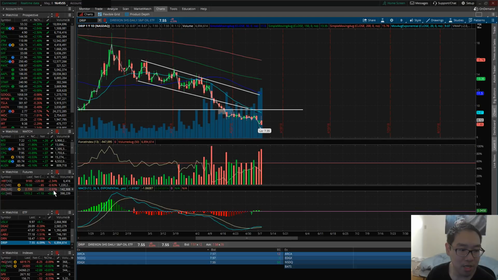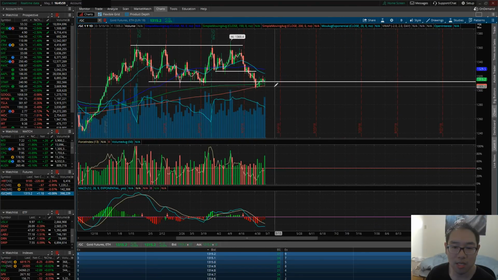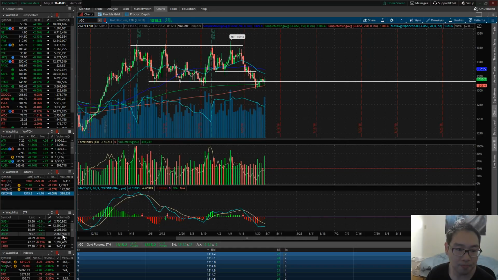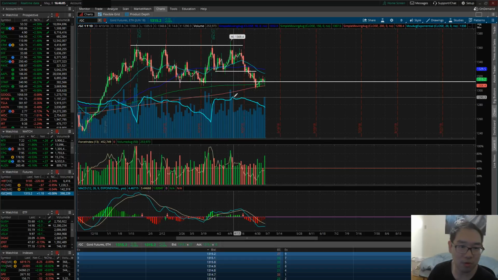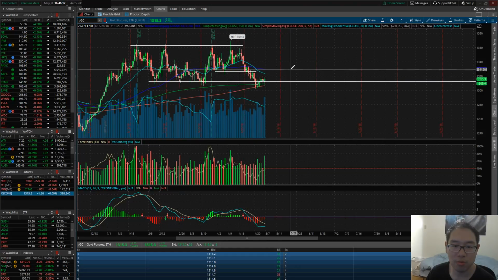Looking at /GC, which tracks gold. Gold didn't really move much today, as you guys can see. We talked about gold support around 13.12, and JNUG, which follows /GC or gold, has been reflecting that. JNUG today went up 0.74%, which reflected the small increase in gold. We talked about a potential gold reversal. Again, gold is looking bullish again.